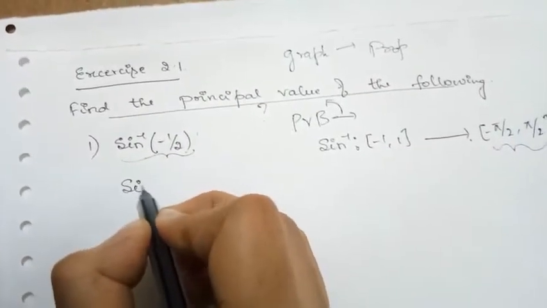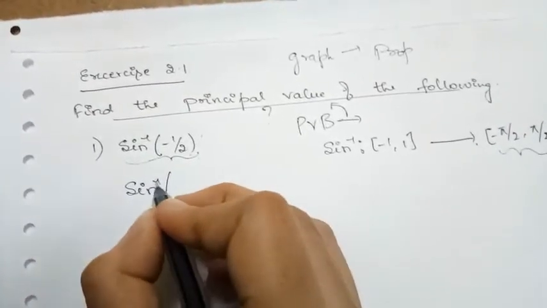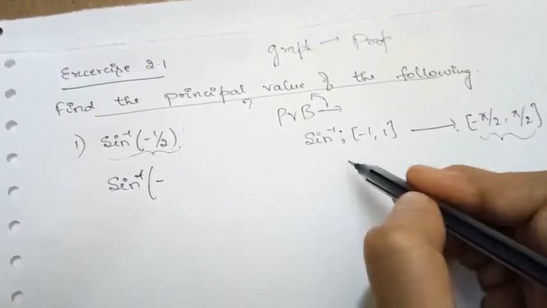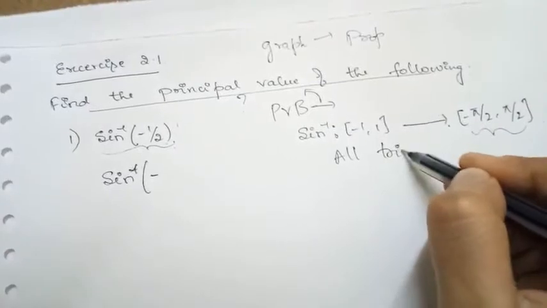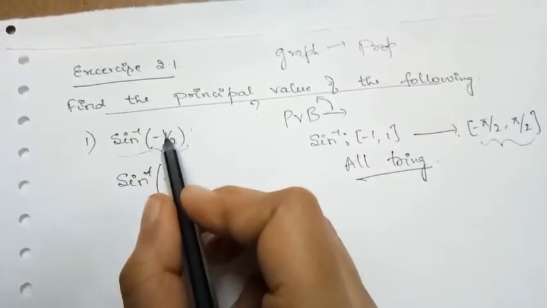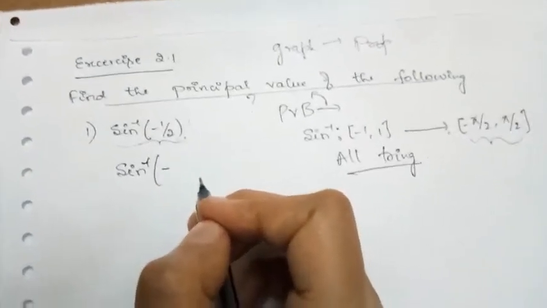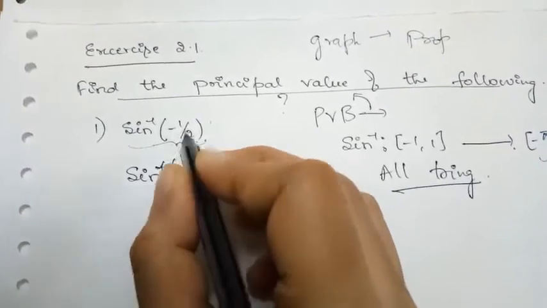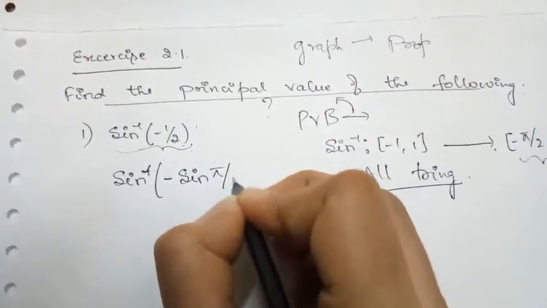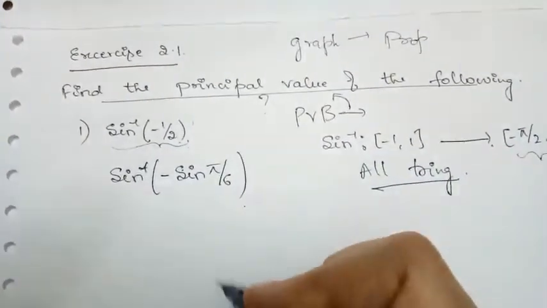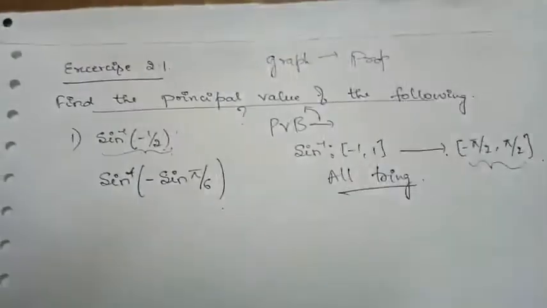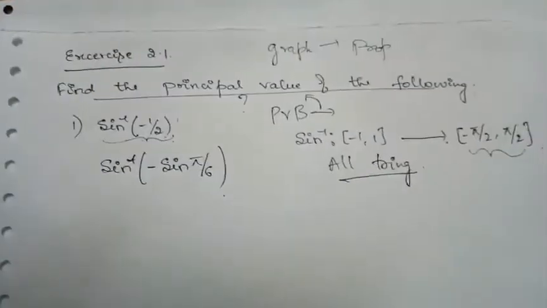So clearly sine inverse of minus 1 by 2. To solve this question we must know all trigonometric values, trigonometric angles which you have already learnt in class 11th. For which angle are we going to get 1 by 2? That is sine pi by 6. So in place of 1 by 2 I write sine pi by 6. Whatever angle I choose here, that angle should lie in the principal value range.